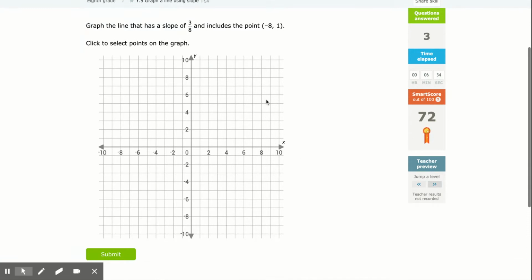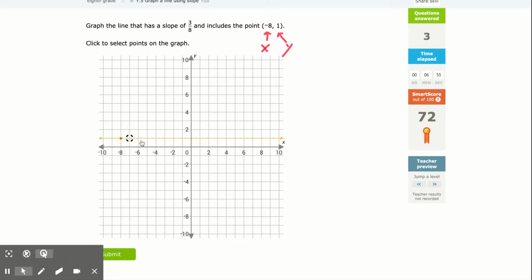So now here, they're giving us more of the grid, which is nice. So again, I'm first going to go to an x value of -8 and a y value of 1. So I'm going to go over to -8 and up to 1, and I'm going to graph that point right there. So now I've got to figure out, where do I go from there? Well, now I use my slope.